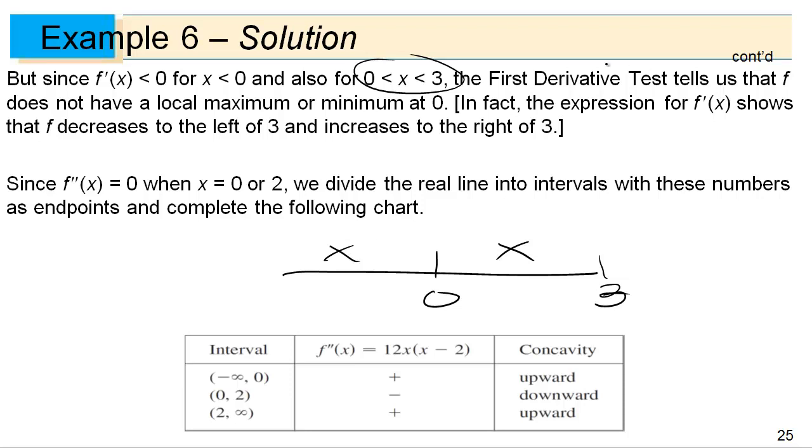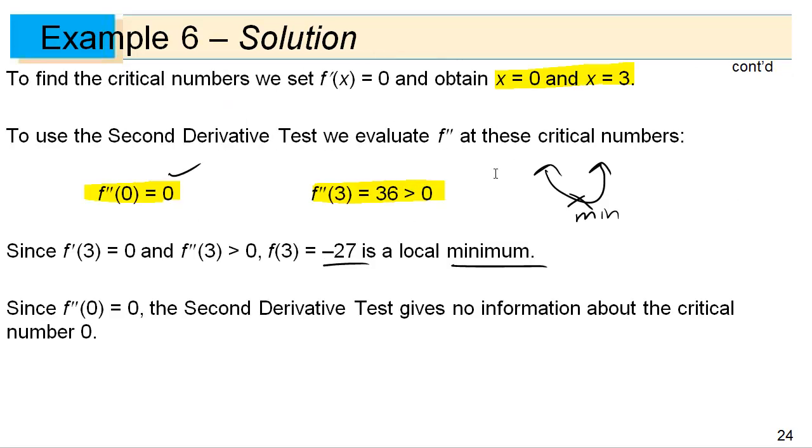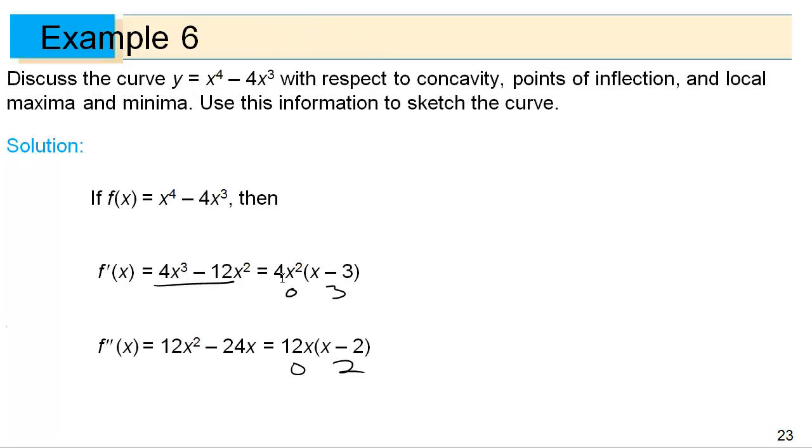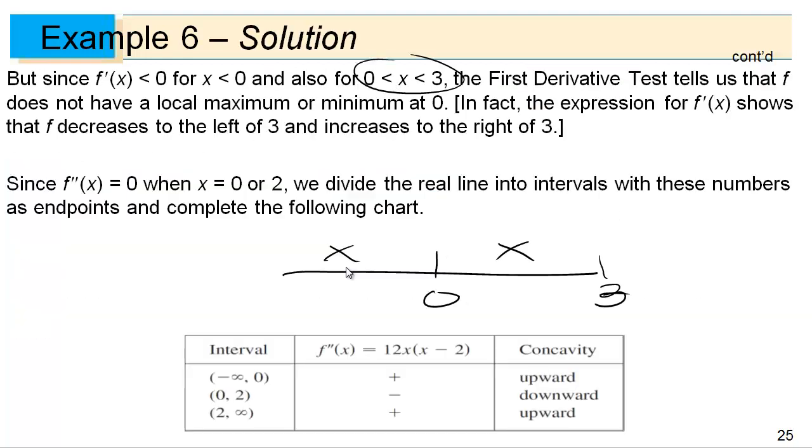Pick a value. The first derivative tells us that f does not have a local max or minimum at 0, because if we go back to the first derivative test, and we'll have to remind ourselves of what the first derivative looked like, here it is: 4x squared times x minus 3. Pick something to the left of 0, so pick negative 1. Put negative 1 in here, that's positive, right, because you square it. Put negative 1 in here, negative and a negative, that's negative. The whole thing is going to be negative in this part of the number line.